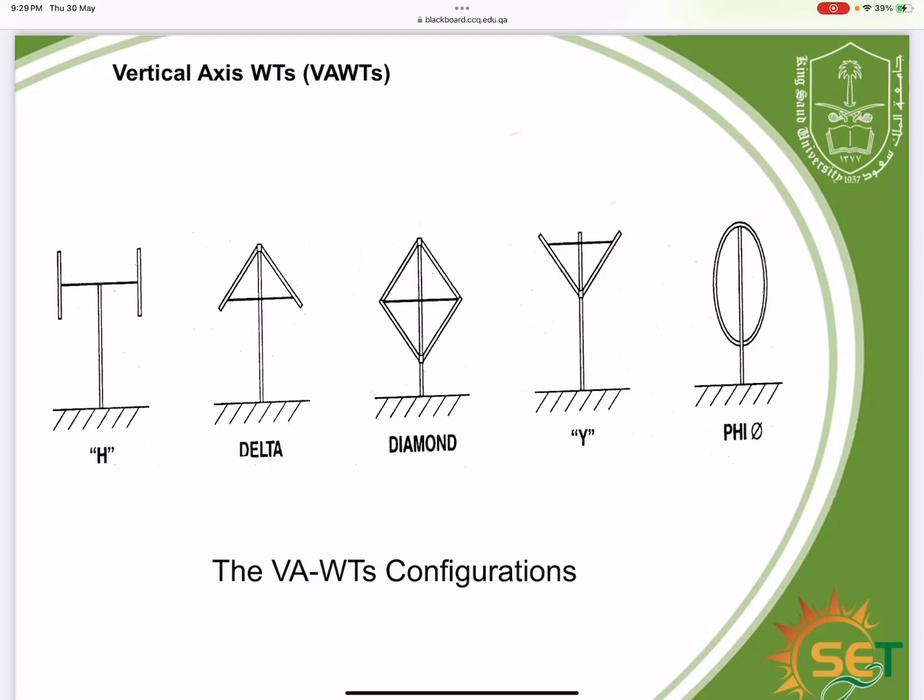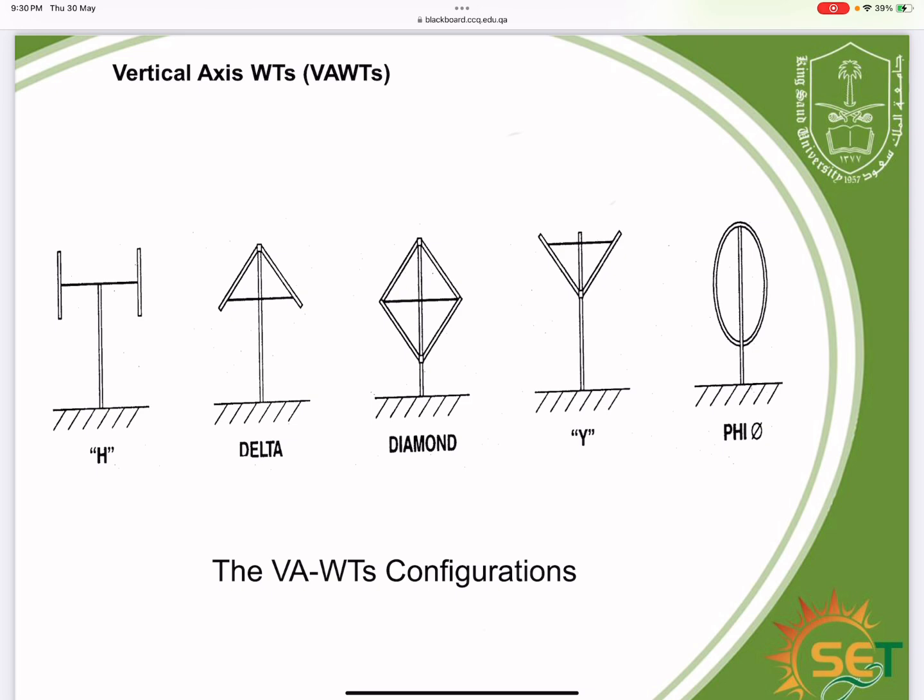Okay, guys, let's move on to the vertical axis wind turbines. So here again, we have 5 types of vertical axis wind turbines. Let's start with each vertical axis wind turbine.